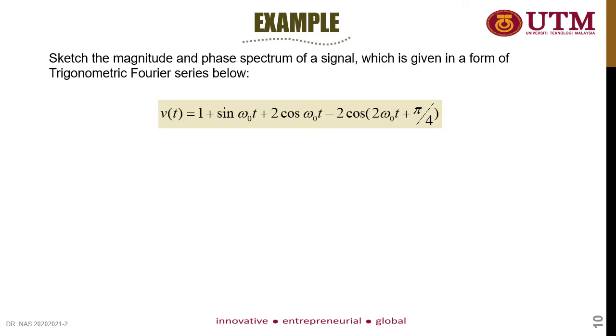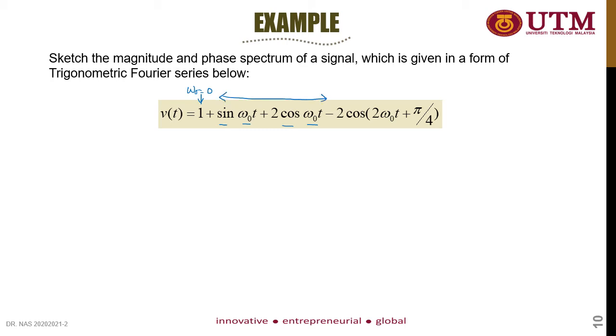Okay, let's look at an example. You need to plot a magnitude and phase spectrum of the given signal. So the first step, you need to check the component given and rewrite if necessary. Let's look at the given function. You have the first frequency omega naught in sine function, and you have also omega naught frequency for cos function. So obviously you'll notice that this sine and cos function share the same frequency.